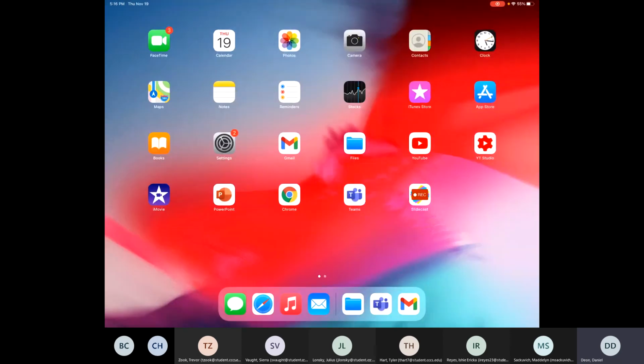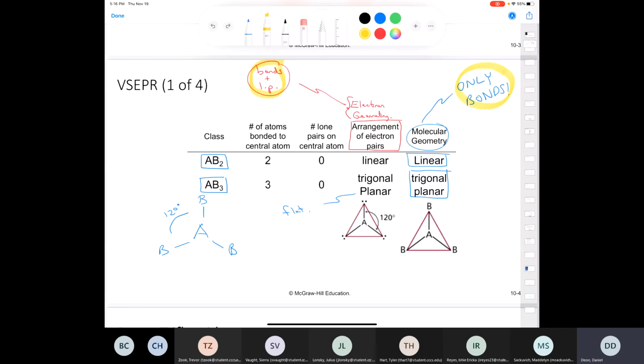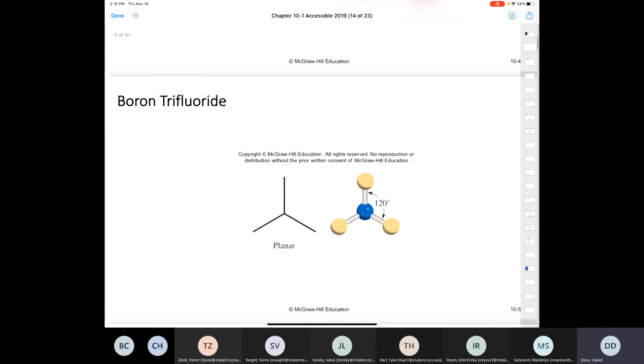Can you guys see my screen again? I'm just going to double check before I start plowing through material here. All right, thanks. All right, perfect. Well, let's take a look.